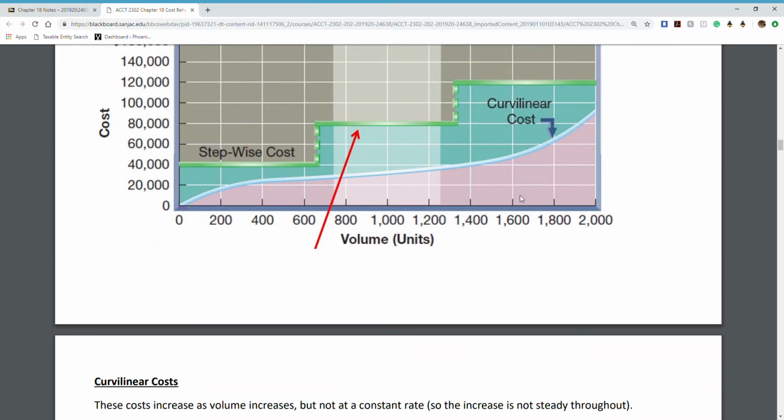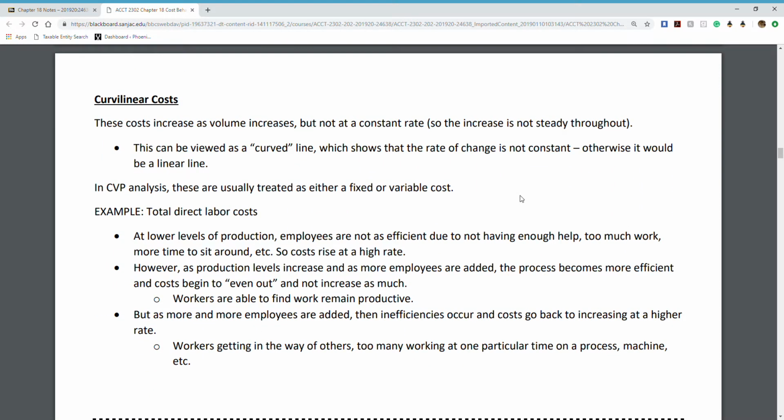Curvilinear cost. Now, as you can see, this is more of a wave that goes on. These costs, as volume increases, don't really deal with a constant rate. This is usually our mixed costs getting hit, and it really is a little bit different, as this one takes on total direct labor costs.